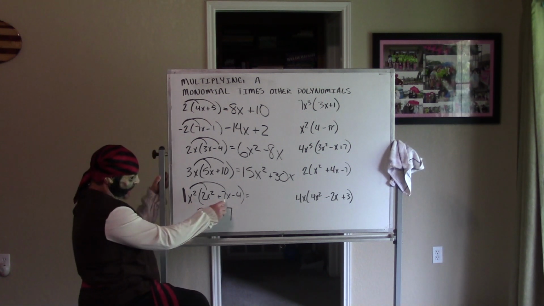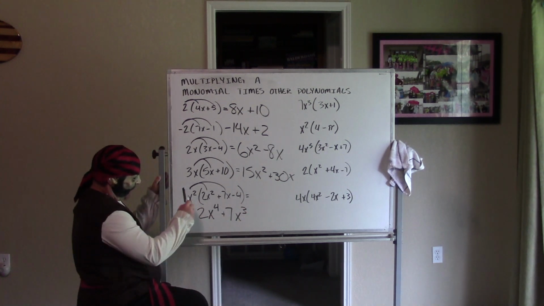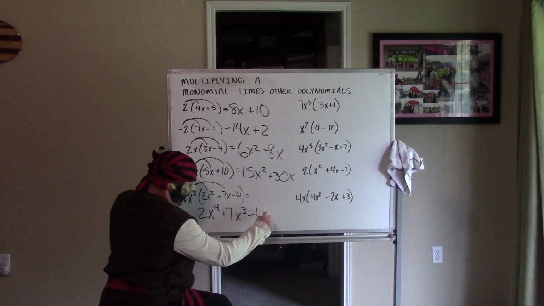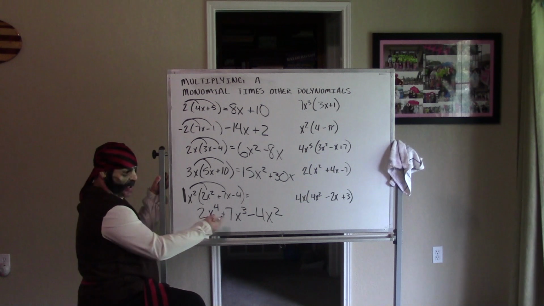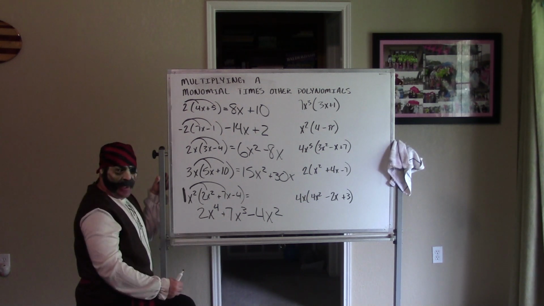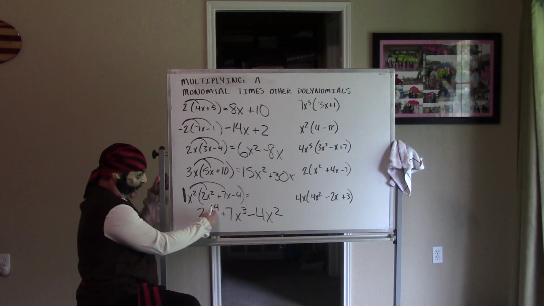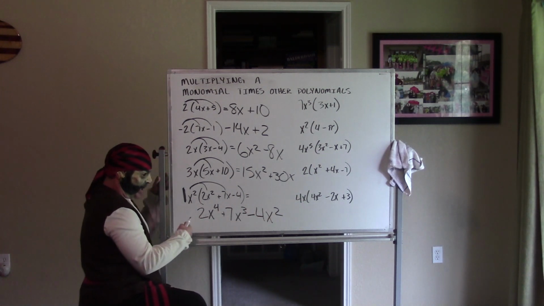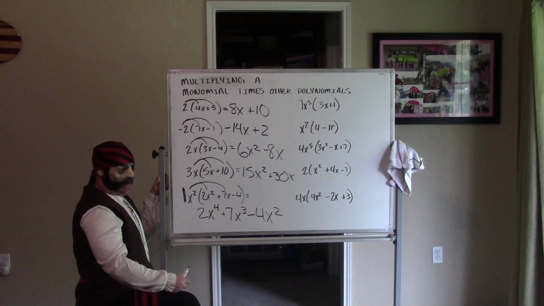And x squared times x is x cubed. Then x squared times the negative 4 is just negative 4x squared. If for some reason it's not in standard form when you get done, then you would need to put it in standard form. Remember, standard form is where the biggest exponent goes first, then the next biggest, and so on. So the exponents are always decreasing as we move from left to right.